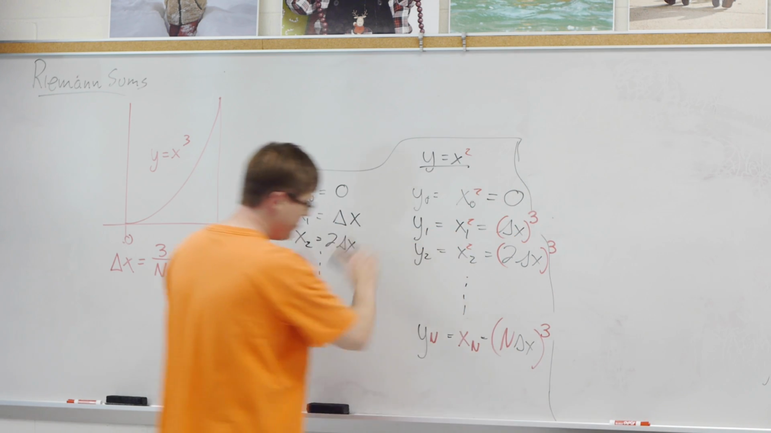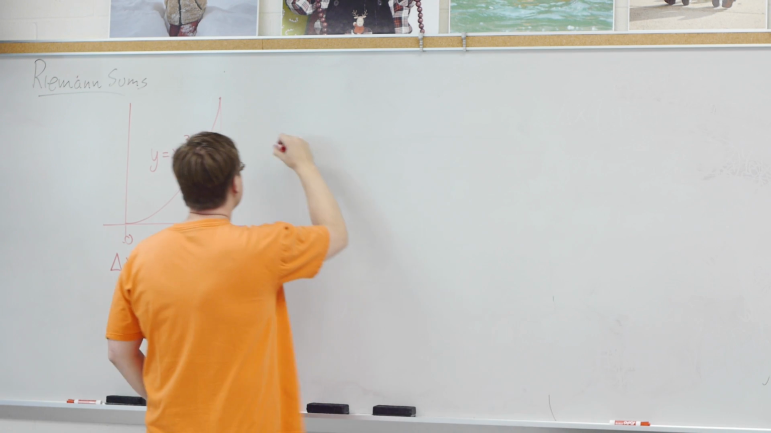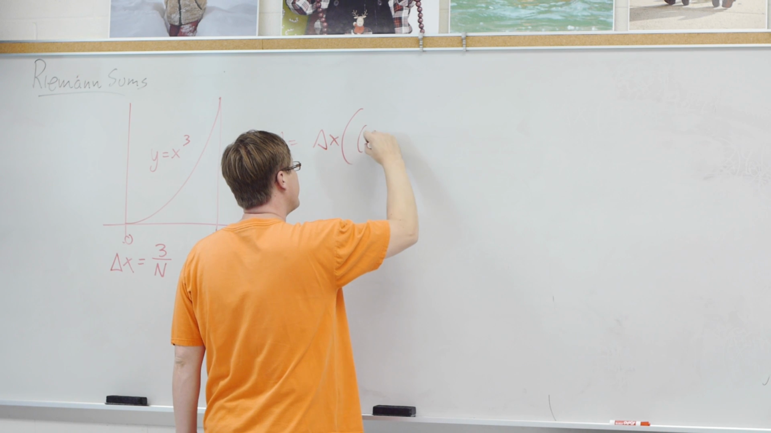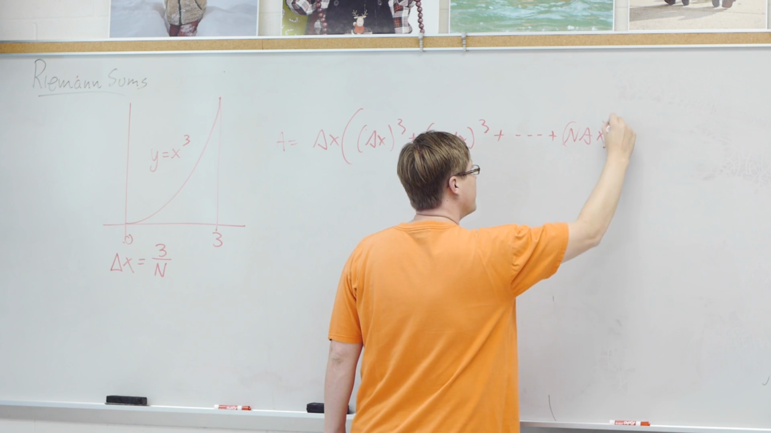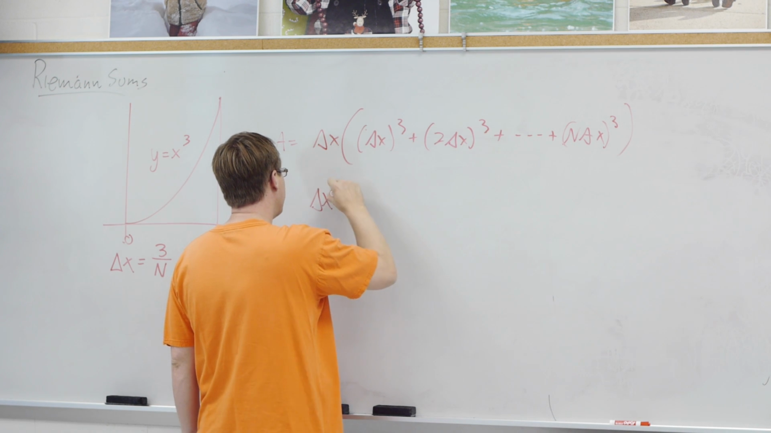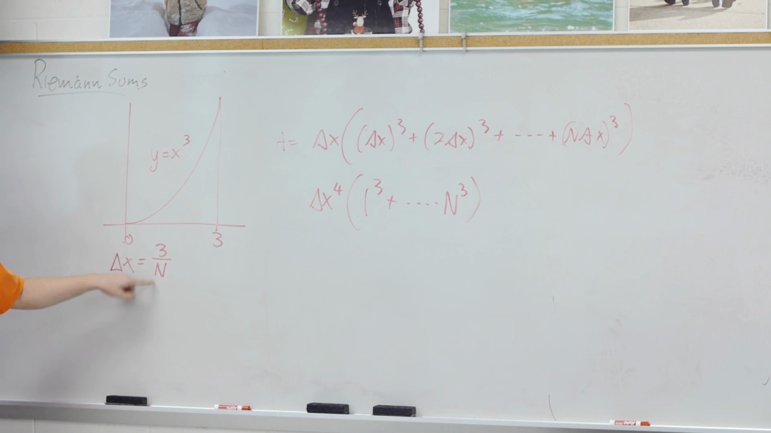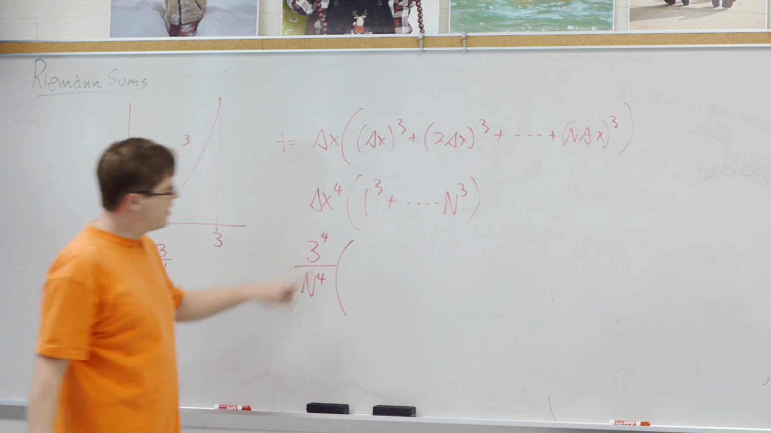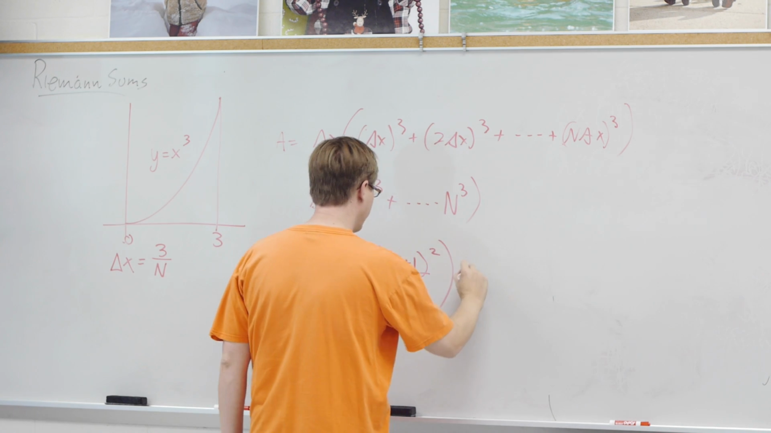And basically, the only thing here that changes is the cube. So my area is delta x times the sum of all these things cubed. Delta x cubed plus 2 delta x cubed all the way up to n delta x cubed. So a delta x cubed gets factored out, and then I have left the sum of all the cubes. So delta x to the 4th, 1 cubed plus all the way up to n cubed. Delta x, for this problem, is 3 over n, because I wanted the integral from 0 to 3. So it's 3 to the 4th over n to the 4th. And I know this sum is n squared, n plus 1 squared over 4.